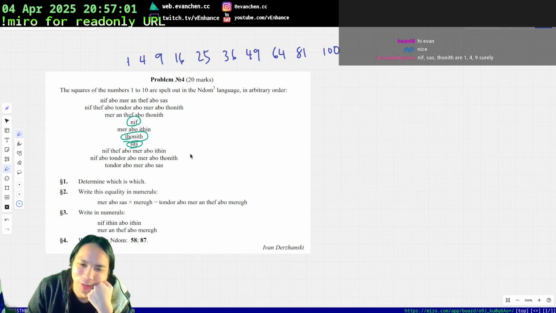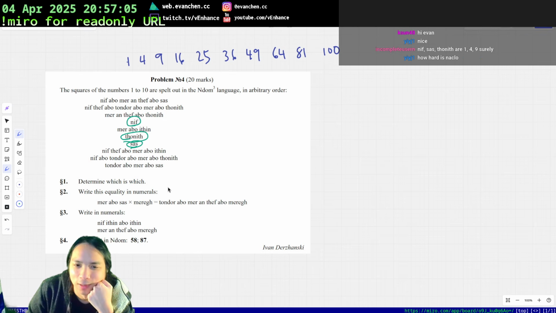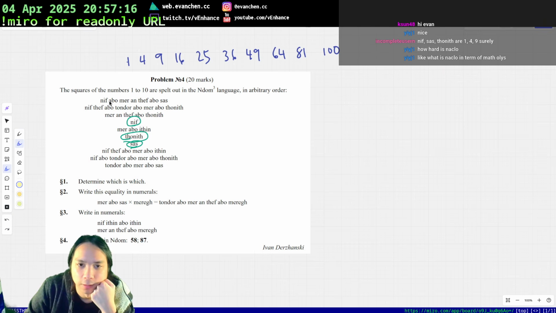I mean, we're not promised it's actually in base 10. Also, the word abo appears a lot, so I feel like that one's probably not a digit. I feel like the abo is probably like the "and" or whatever. Let me just highlight all of them so they're easier to see. Abo, abo, abo.